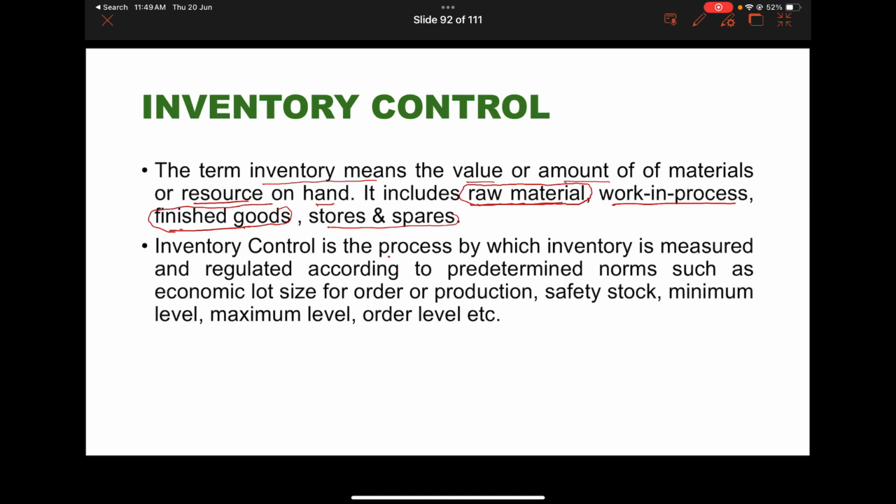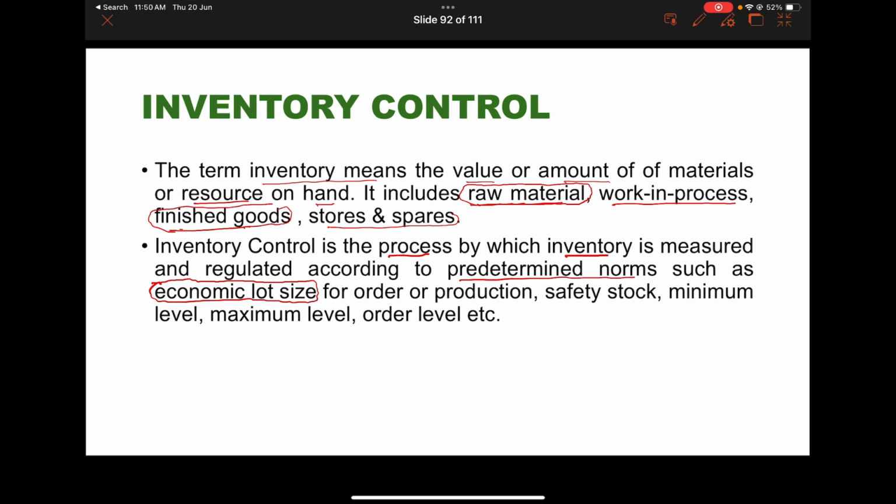So inventory control is the process by which inventory is measured and regulated according to predetermined norms such as economic load, that is the optimum level quantity that needs to be stored. For order, that means what is the optimum amount that needs to be ordered at a time.